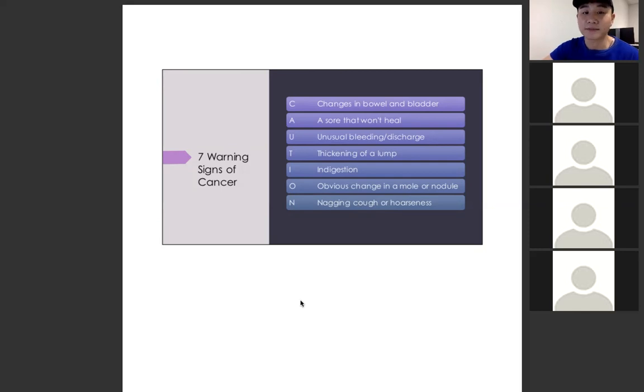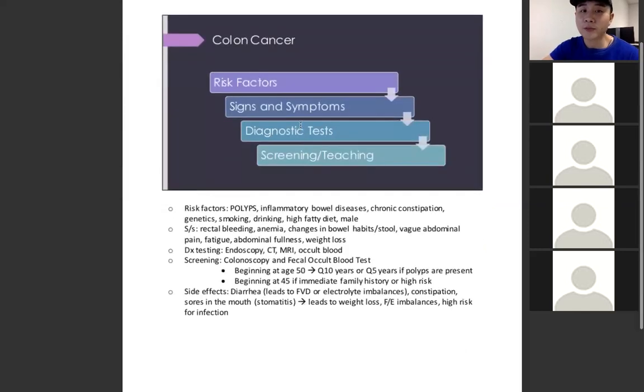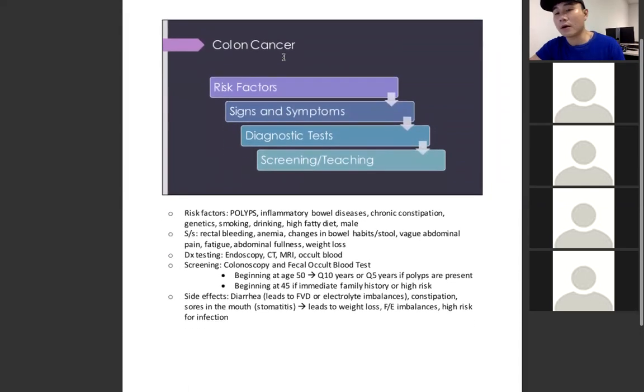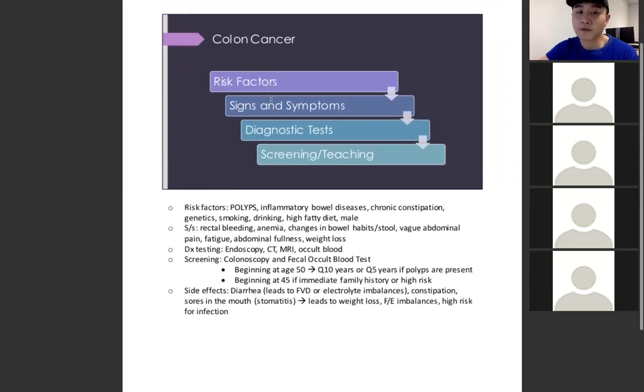Just warning signs. All right, next we have colon cancers. So this is one of the systems that we need to focus on. Remember, colon, breast, and lung. So first, risk factors for colon cancers are polyps, inflammatory bowel disease, and chronic constipation.